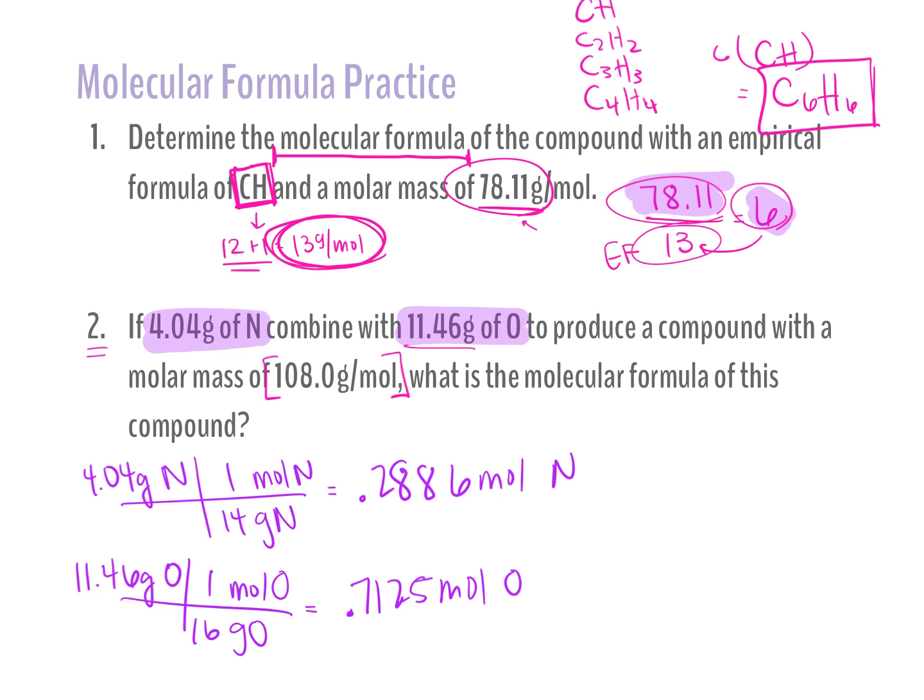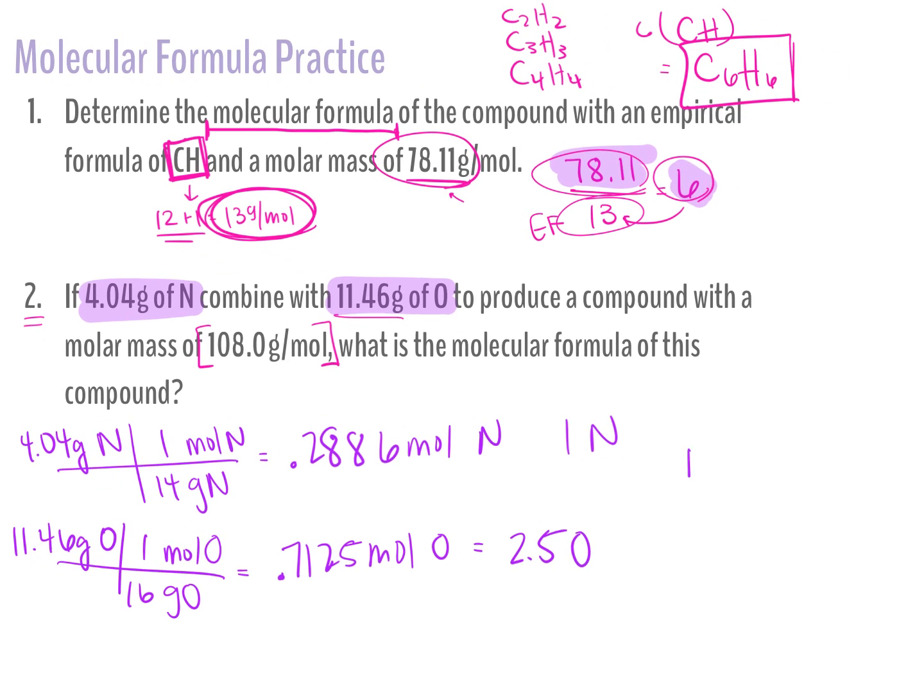Okay, so we're going to take this divided by 0.2886, and we get about 2.5. So 1 nitrogen to 2.5 oxygens. That's not going to work, right? It's going to be NO2.5. That's not going to work. What should we do here? We're going to multiply that by 2.